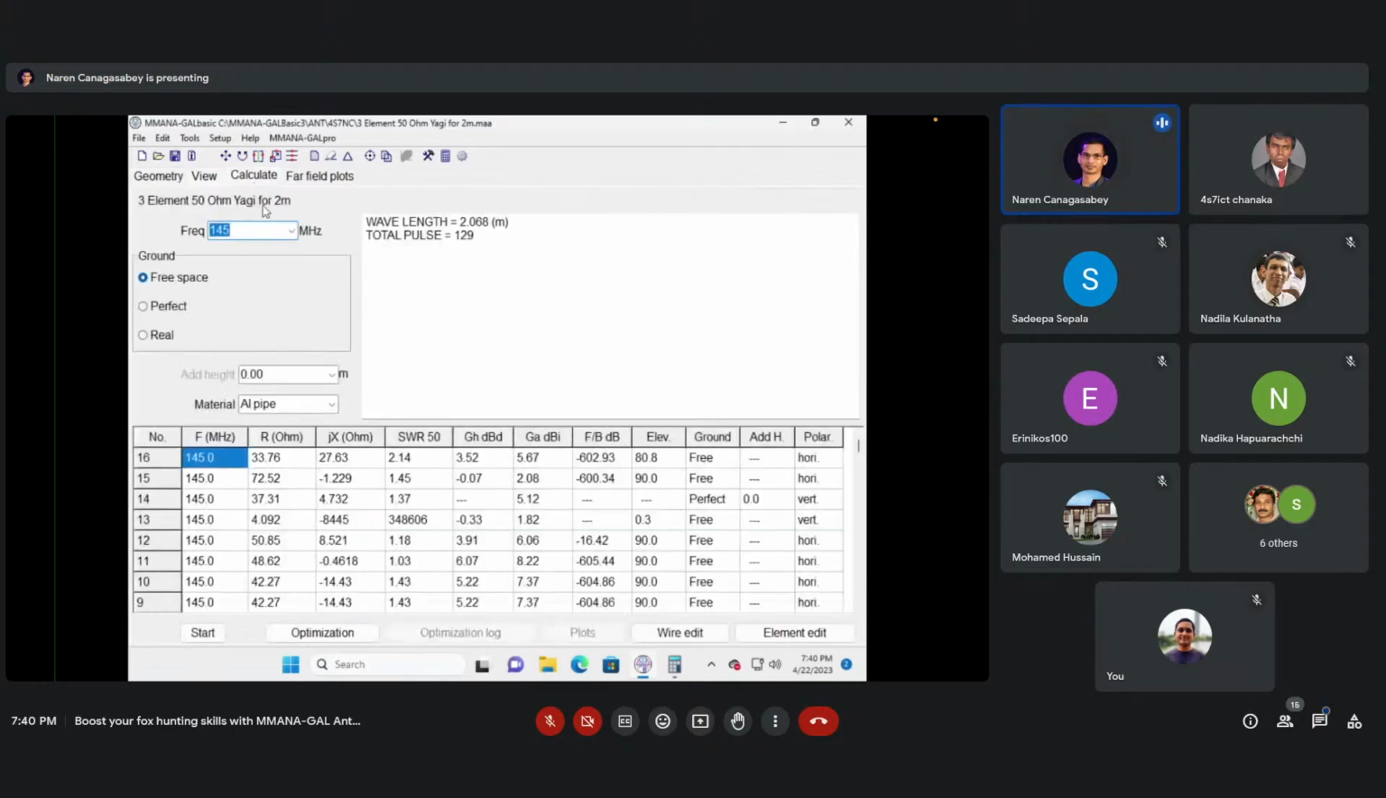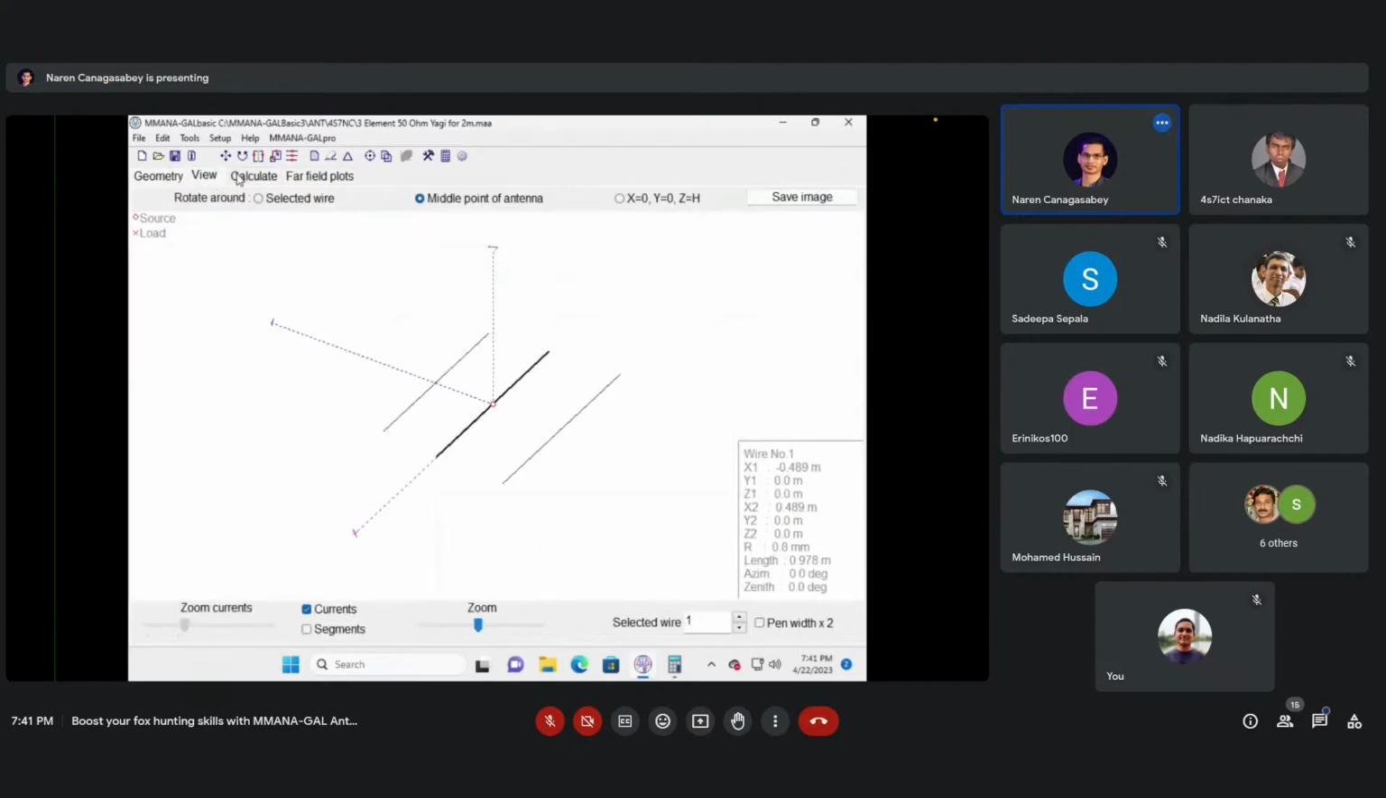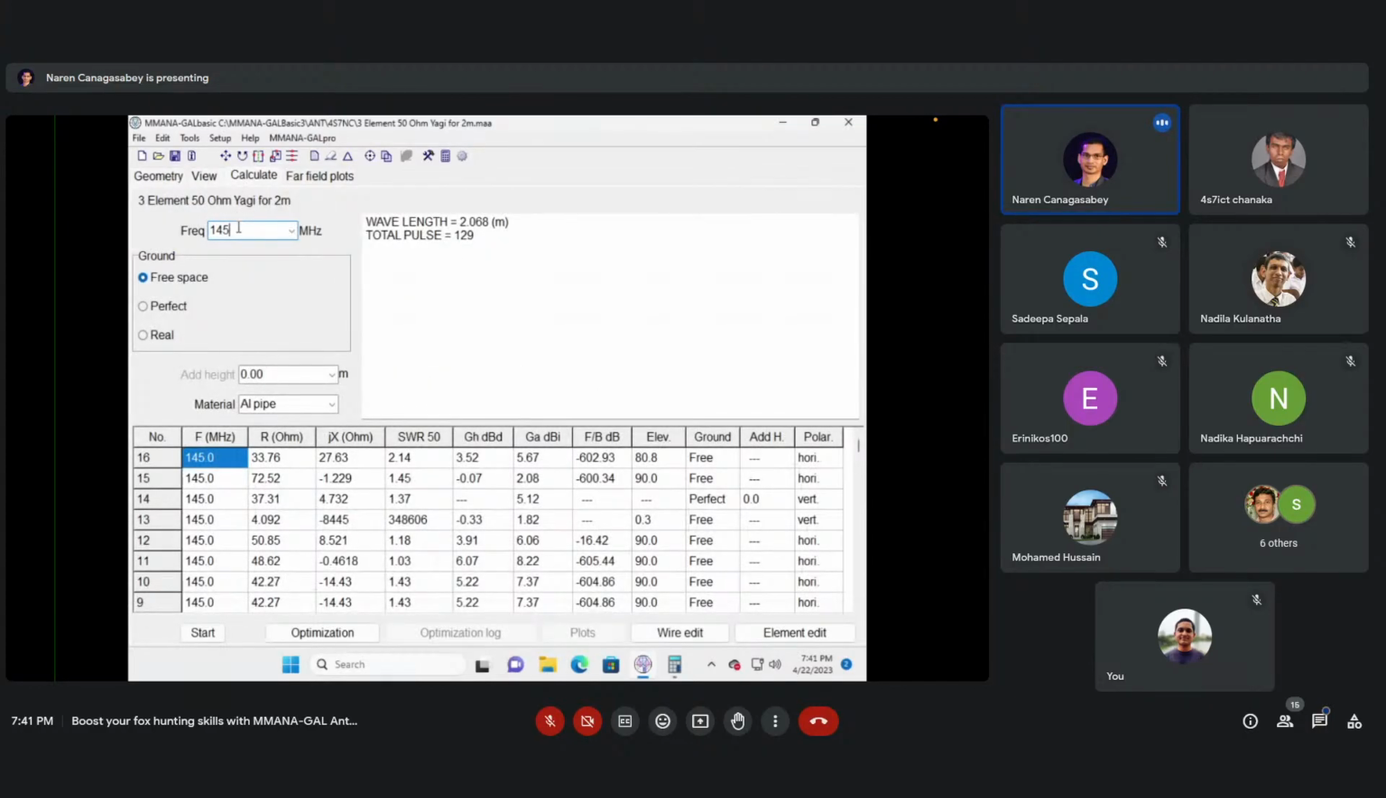So now we've calculated the length of the driven element, the length of the reflector, and the length of the director, and their spacings. We've set the source to wire 1 center, which is the center of the driven element, and we've set the frequency to 145. This is free space.